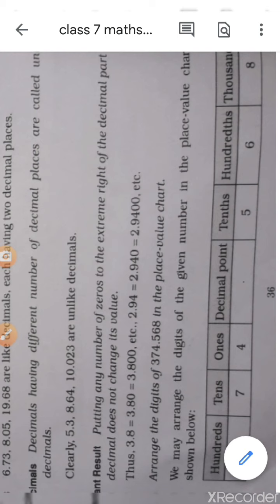You can put on the right of the given decimal an infinite number of zeros and they will not change its value. That is, 2.94 is equal to 2.940, or 2.94 is also equal to 2.9400. You can put any number of zeros but the value of the decimal will be the same.